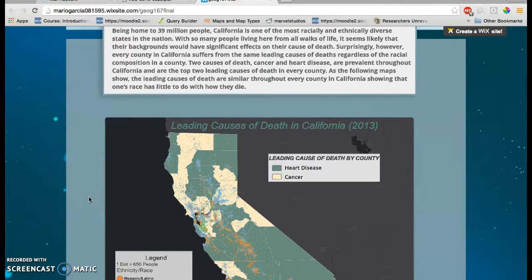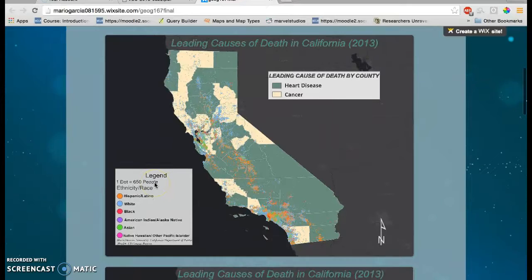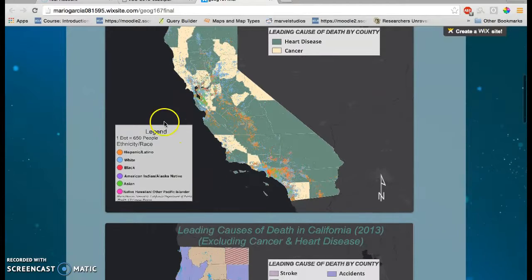The first map shows the leading causes of death by county, and as we can see, heart disease and cancer are the only two leading causes of death by counties. So I wanted to see if there was a correlation between race and cause of death, so I added a dot density map over the county map. As you can see, Hispanics are represented by orange dots, whites are represented by blue dots, and so on. The map shows that there doesn't seem to be much of an effect of race on the cause of death, because heart disease is rampant throughout the state, and so is cancer, disregarding race.